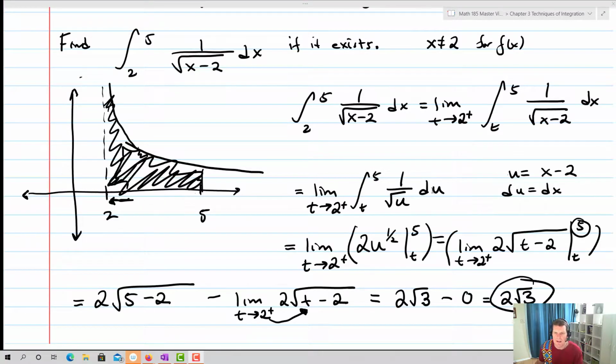So notice that all we needed to do was notice where the discontinuity was. Since it was on the bottom end of the integral, we utilized that limit as t approaches, in this case, 2 from the positive side, right? Because we wanted to go from the positive side. And then we basically solved it like we would with the ones with regard to infinity. All right? And so this ends up giving us the value for our integral.